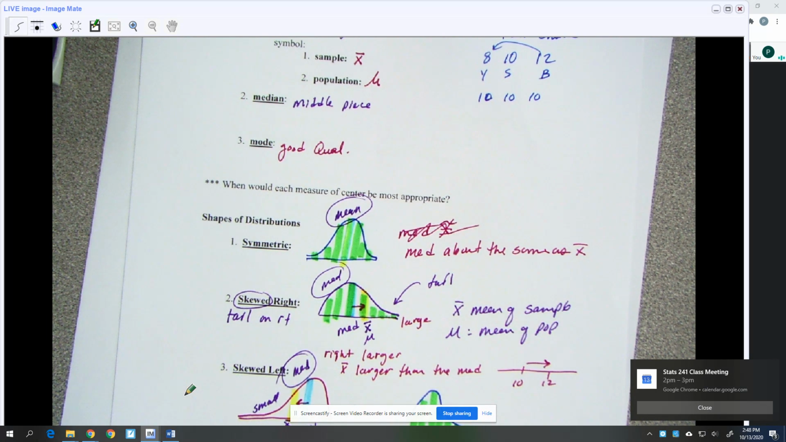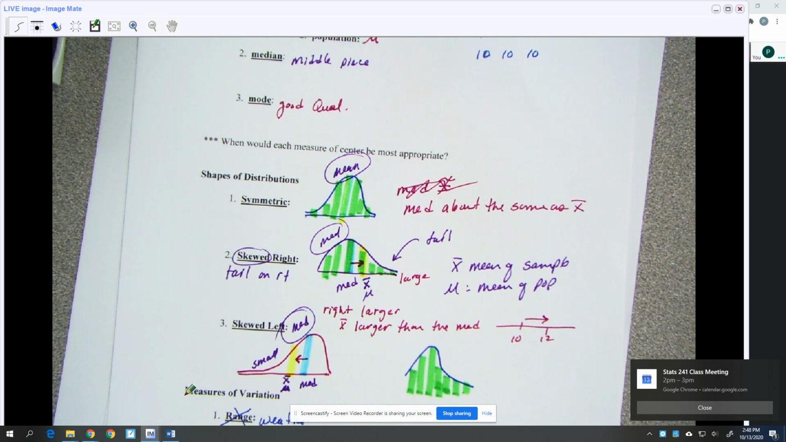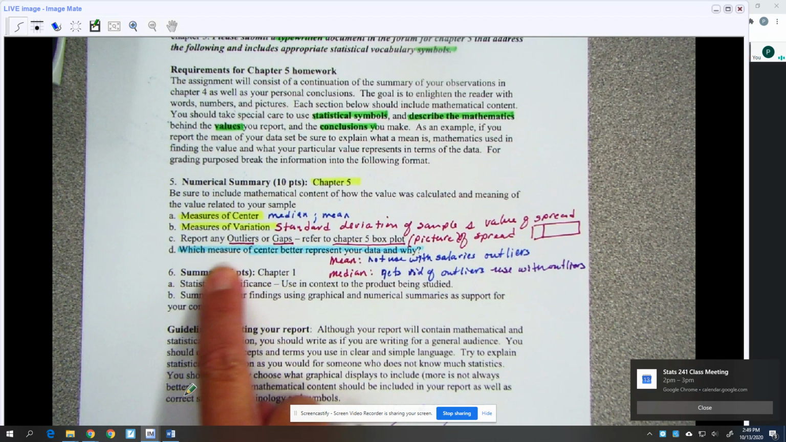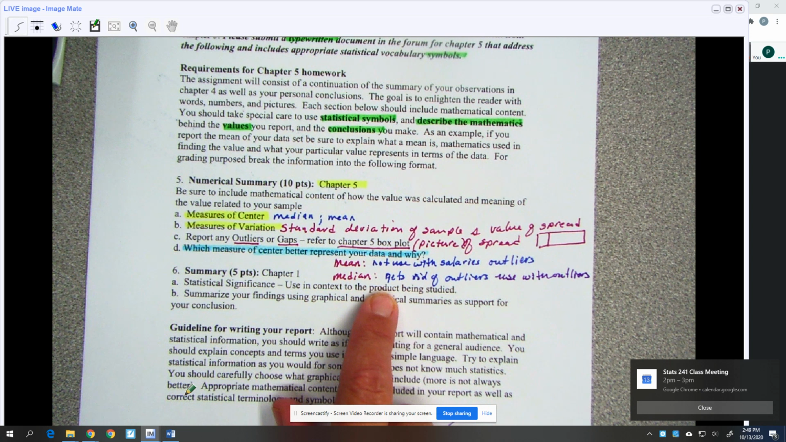Okay, questions about that? So when you get your data, if you have an outlier, in your statement, it's not probably, you would tell me that you had an outlier, so the median best represents your data.